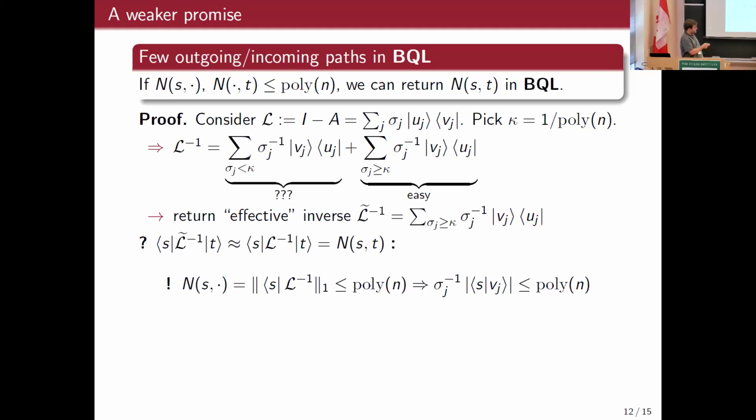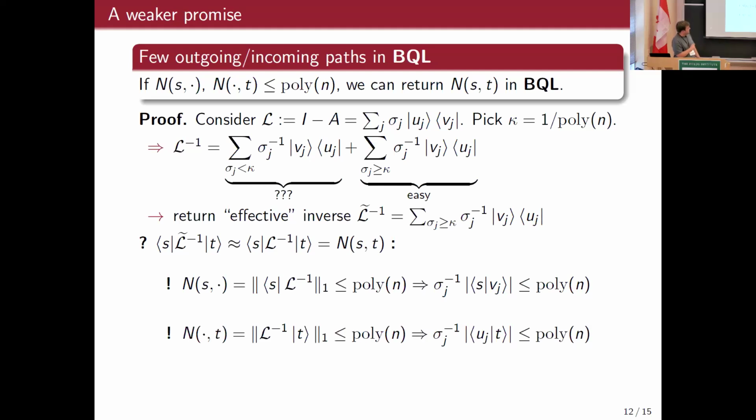And then we find that the overlap of S with Vj times sigma j inverse will also be polynomially bounded. Otherwise, there would be some index I, which would have high overlap with Uj, and then we would find that there would be super polynomially many paths from S to this vertex I. And similarly, we also find that the overlap of Uj with T times sigma j inverse will always be polynomially bounded.